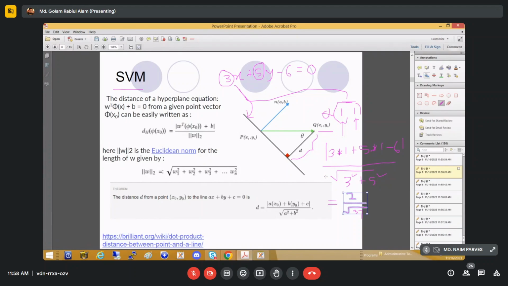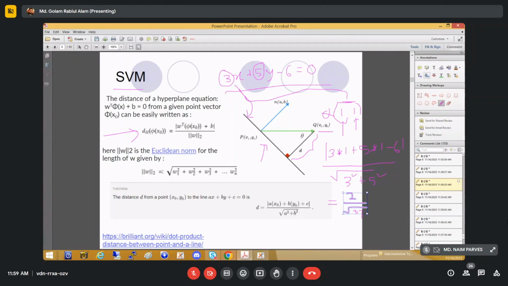Usually we calculate the distance this way. I think you already know this one because it is just high school math. So if a line and a point are given, we can easily calculate the perpendicular distance from that point to the line. Similarly, if we have the equation of a hyperplane and a given point, we can also easily calculate the distance.